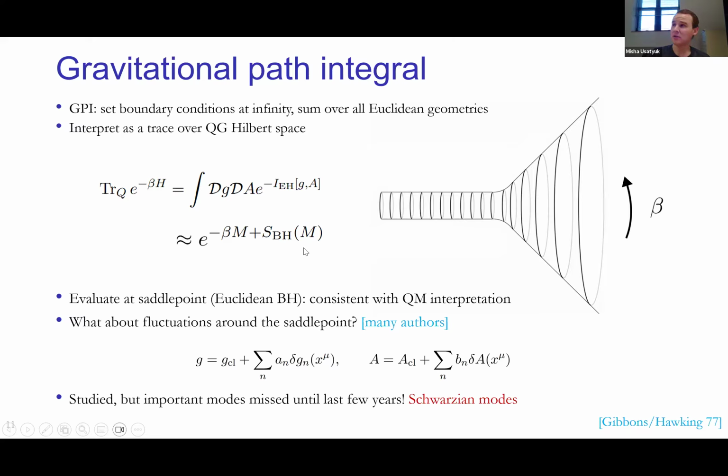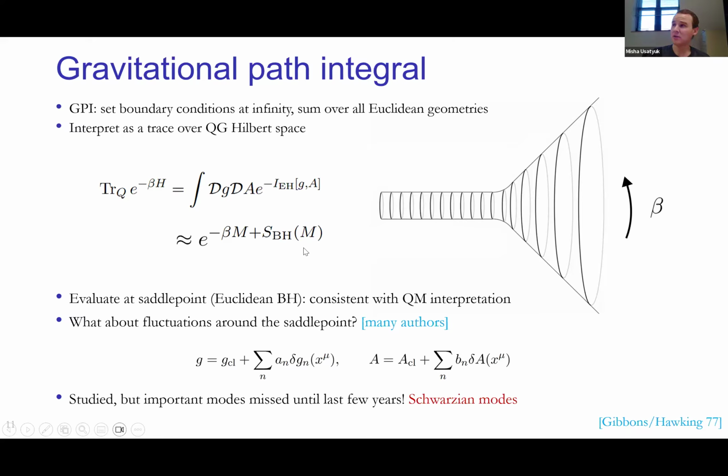One thing with these past analyses is that certain metric modes were kind of missed in this expansion of fluctuations. And these modes were missed until the last few years, and they're known as Schwarzian modes. And they give very large corrections to the entropy of the black hole.